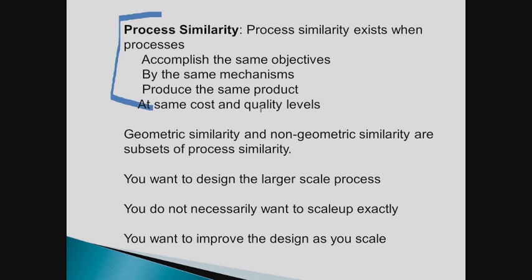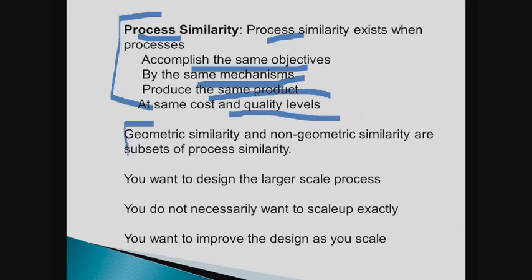Anyway, this is what I seek. I always like to seek process similarity. It's so vague. I don't tell you what the process is. I talk about vague things like mechanism, same product, quality levels, geometric similarity and non-geometric similarity. By the way, you really, truly always want to try to do non-geometric similarity. You want to improve your process. You want to design the large scale. You do not necessarily want to do exact scale up. And you want to improve your process as you scale up.